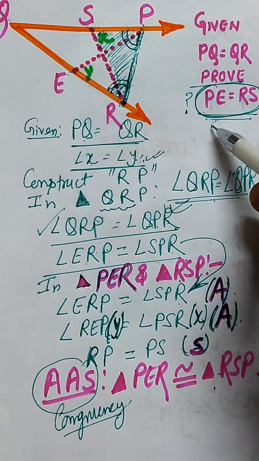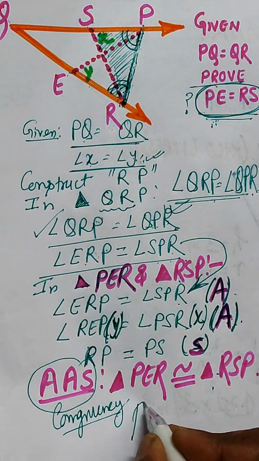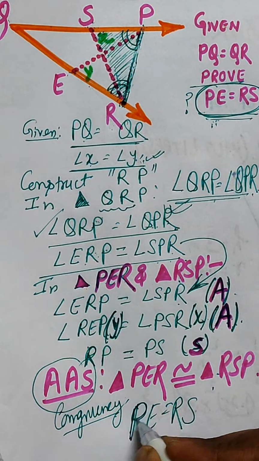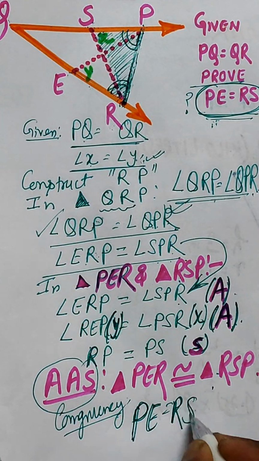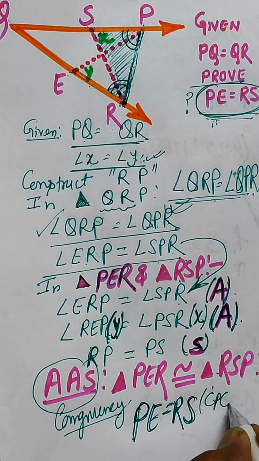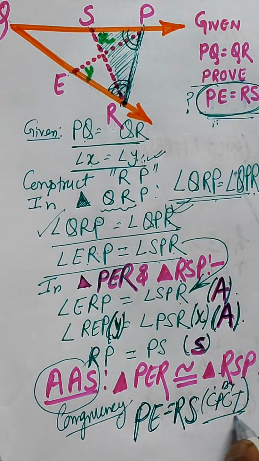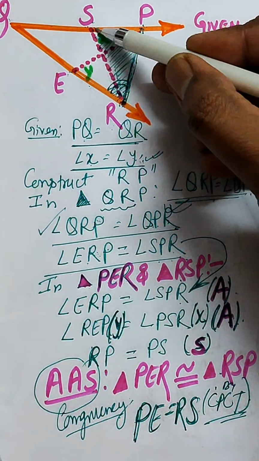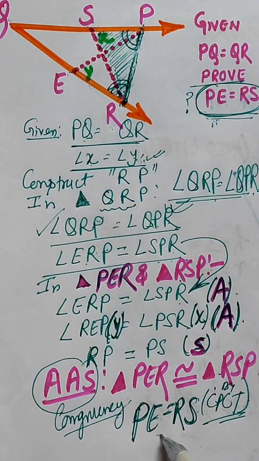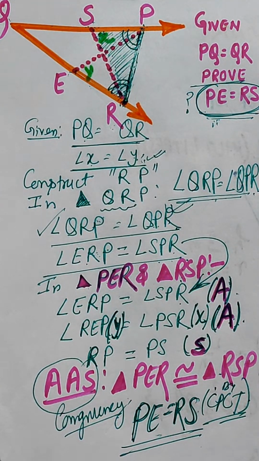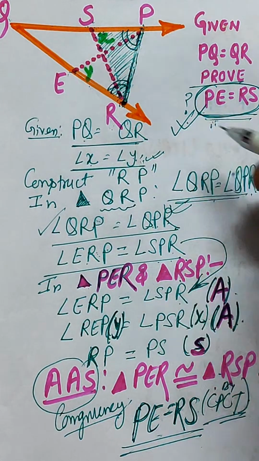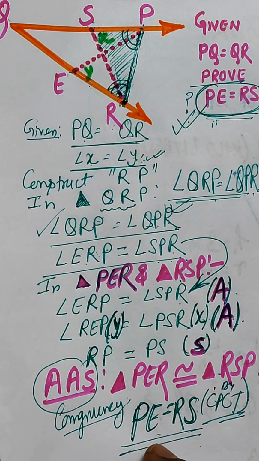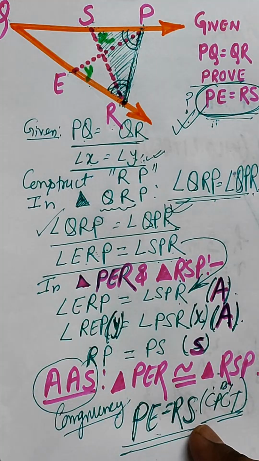This is what needs to be proved. So we can say that PE equal to RS. This PE equal to RS by CPCT. PE is this dotted one and RS is this dotted one, right? So these two dotted lines are proved as equal, right? And this was the same thing which was required to be proved, right? In this way, we have proved this requirement, that PE is equal to RS, right?